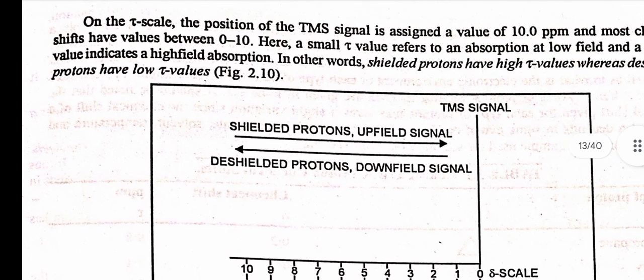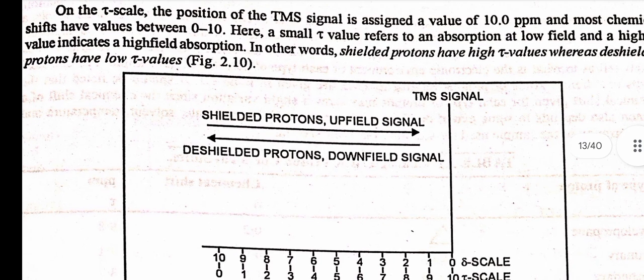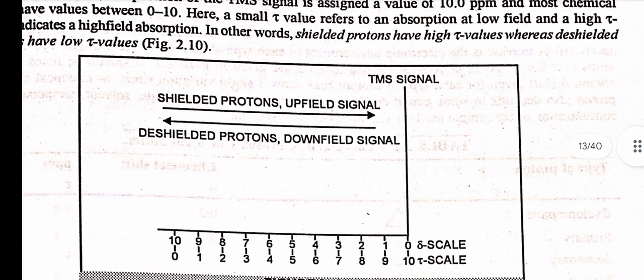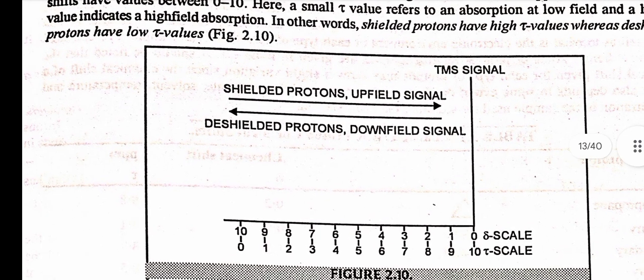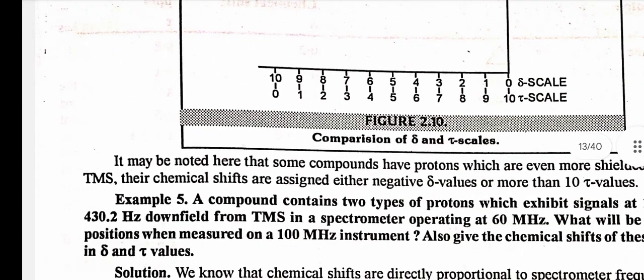On the tau scale, the position of the TMS signal is assigned a value of 10 ppm and most chemical shifts have values between 0 to 10. Here a small tau value refers to an absorption at low field and a high tau value indicates a high field absorption. In other words, shielded protons have high tau values whereas de-shielded protons have low tau values.